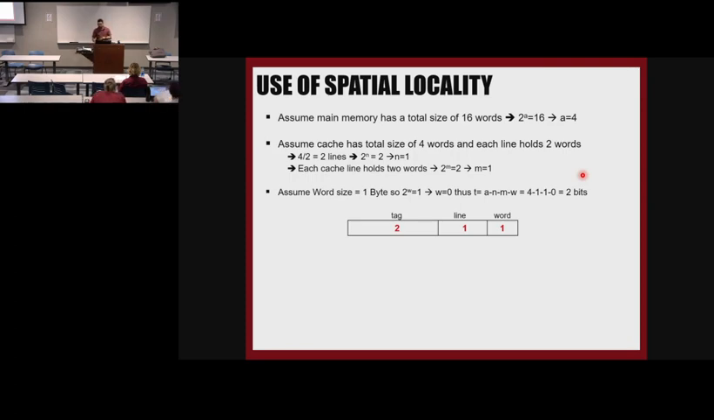Okay, does this make sense? We had several examples of this. So m is equal to 1, n is equal to 1. Whatever is left is the tag. We don't have a W because every word is 1 byte. That's the assumption that we have here. Every word has 1 byte, so you don't have to address different bytes in the word. Okay, is this clear? We have these fields: 1 bit, 1 bit, 1 bit, 2 bits.